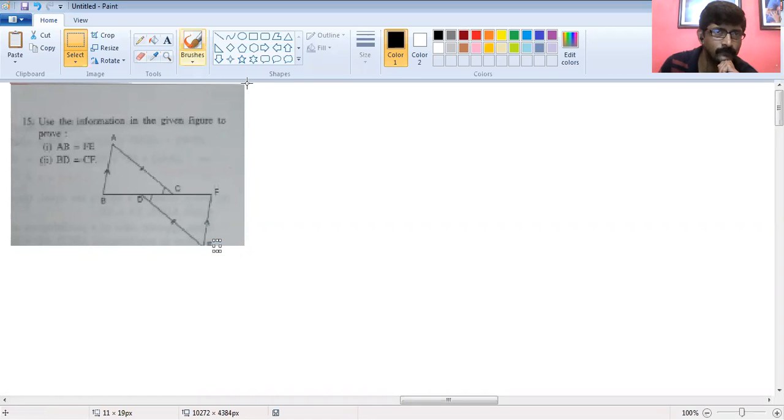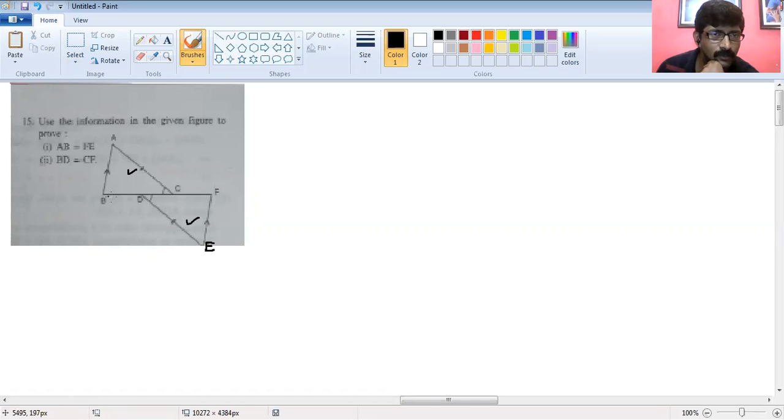Okay. So हमको prove क्या करना है? AB is equals to EF. That means we'll have to prove that these two triangles are congruent. Now how will we prove these two triangles are congruent? It's very simple बच्चों, very simple. And कुछ और चीजें दिए के देखते हैं.